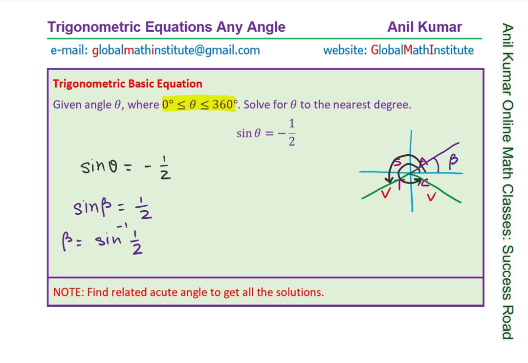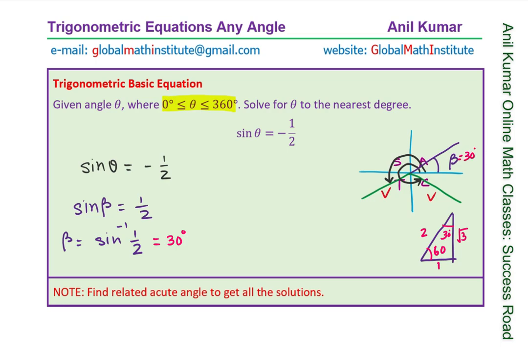Some of you can use a calculator, but most of you, I know, will use this special triangle. So in this special triangle, which is 30, 60, 90, we know that for 60 degrees, we have cos theta as half, but for 30 degrees, sine theta is half, right? So we know that beta should be equal to 30 degrees, correct? You could use the calculator to find it also. So we now know that this related acute angle is 30 degrees.